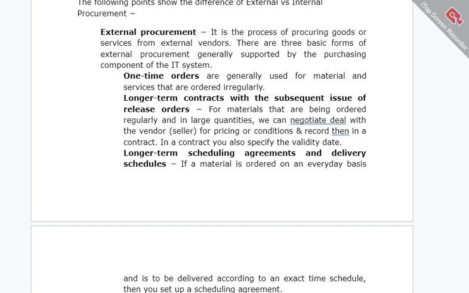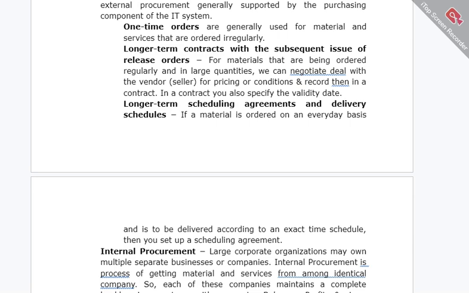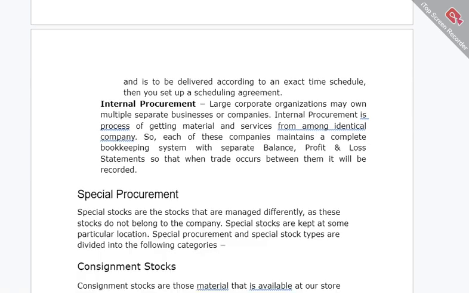We can negotiate a deal with the vendor or seller for pricing or conditions and record them in a contract. In a contract, we also specify the validity date. Then there are longer-term scheduling agreements and delivery schedules. If material is ordered on an everyday basis and is to be delivered according to an exact time schedule, then you set up a scheduling agreement.